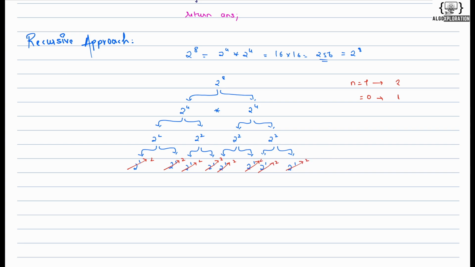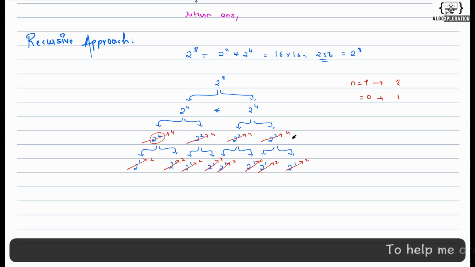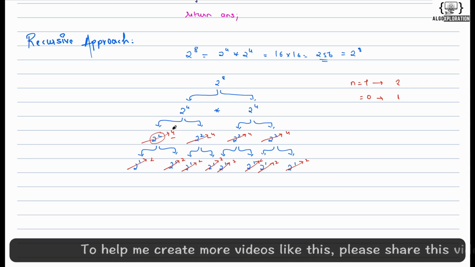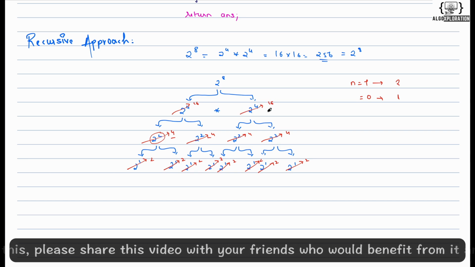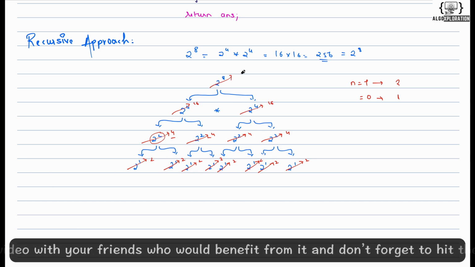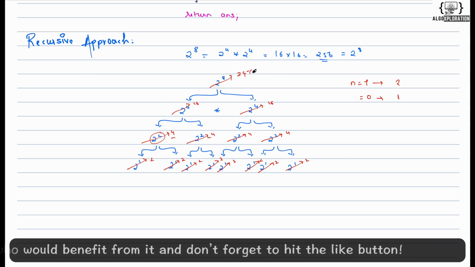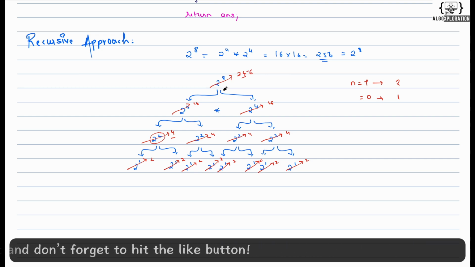And while returning we need to multiply. So 2 into 2, the value of this will be 4, this will be 4, this will be 4, and this also will be 4. Again while returning we need to multiply this 4 and this 4, so this will be 16, this will also be 16, and again 16 into 16 will be 256. So in this way we are going to design the algorithm.